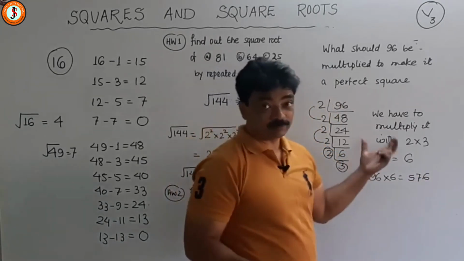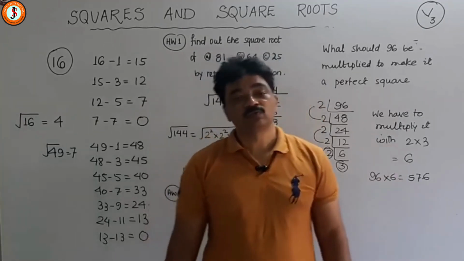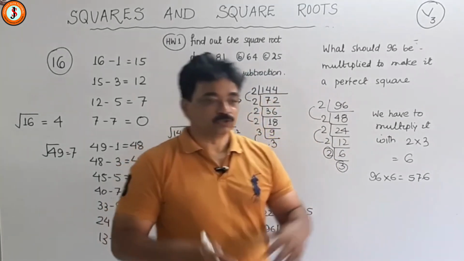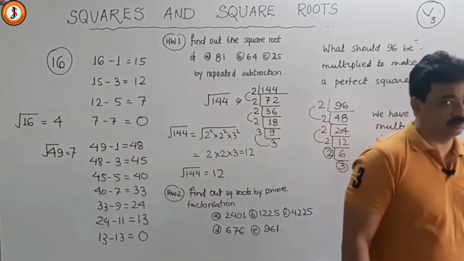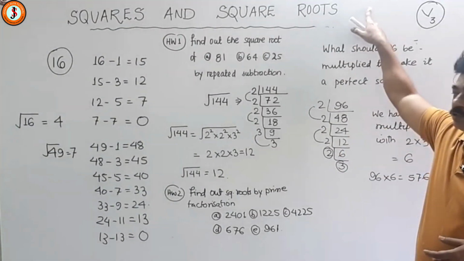576, and then they will tell you to find out the square root of the number formed. So 576, the square root will be what? 24. So good. Then the homework is you do the exercises and post it on my WhatsApp number.